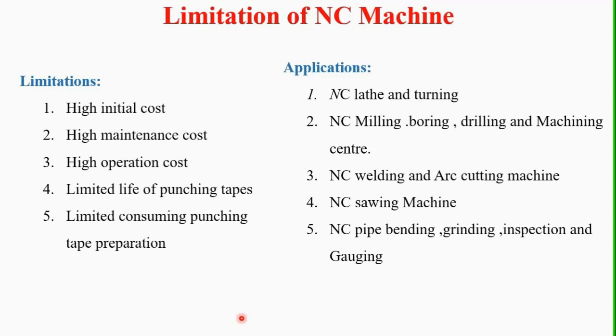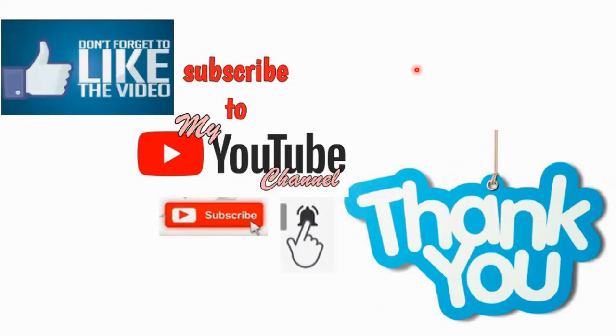A few of the applications of these NC machines. So NC lathe and turning. These numerical controls are used in lathe and turning machines. Then similarly in milling, boring and drilling. In machining centers, NC is also used. Then in welding and arc cutting machines also NC is used. Then in bandsaw cutting machines, pipe bending machines, grinding, inspection and gauging, numerical controls are also used. So these are just some of the applications of numerical control.